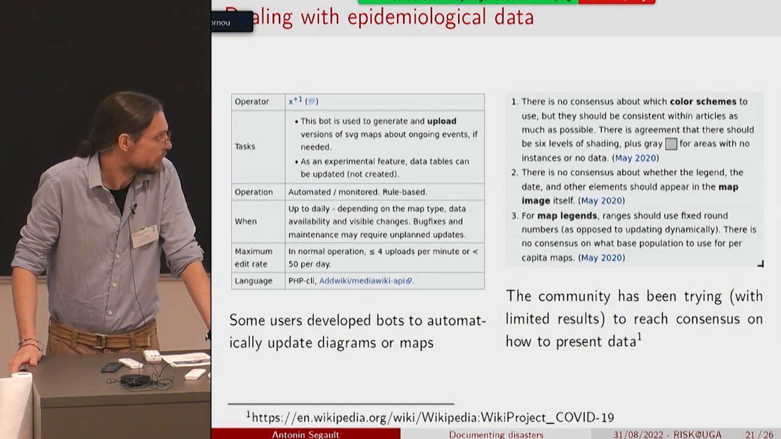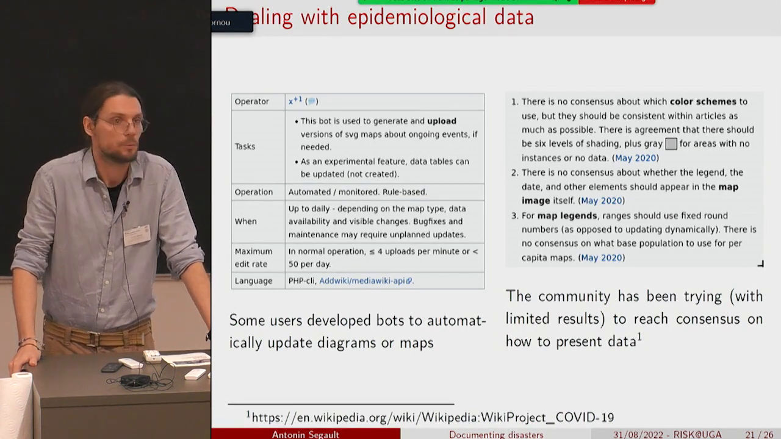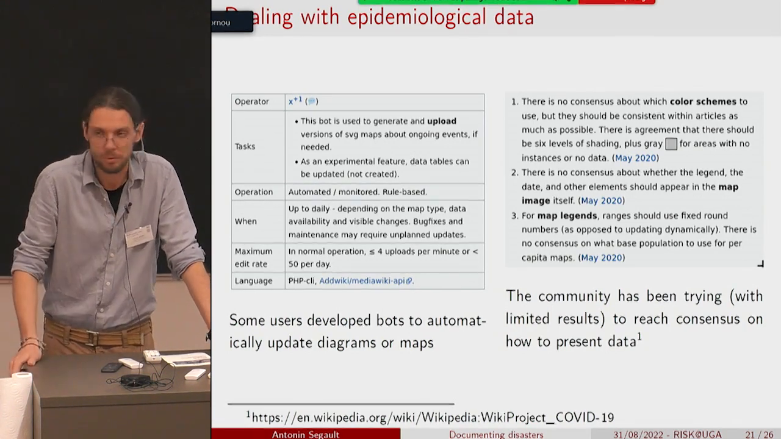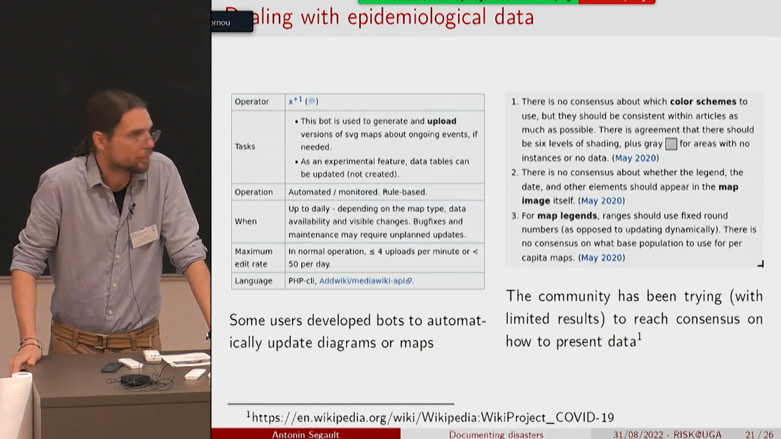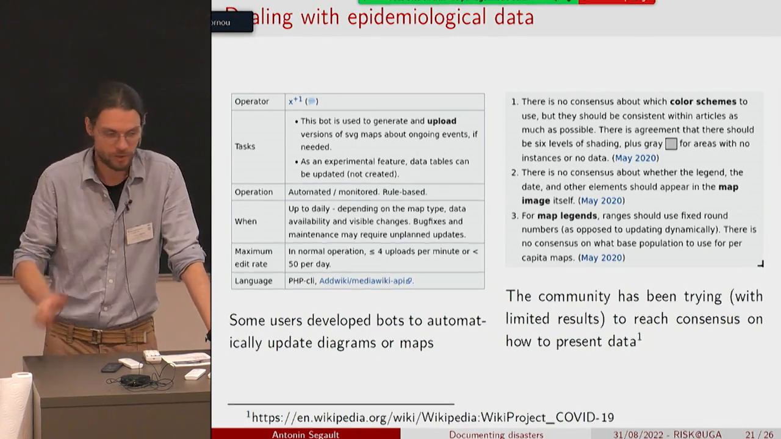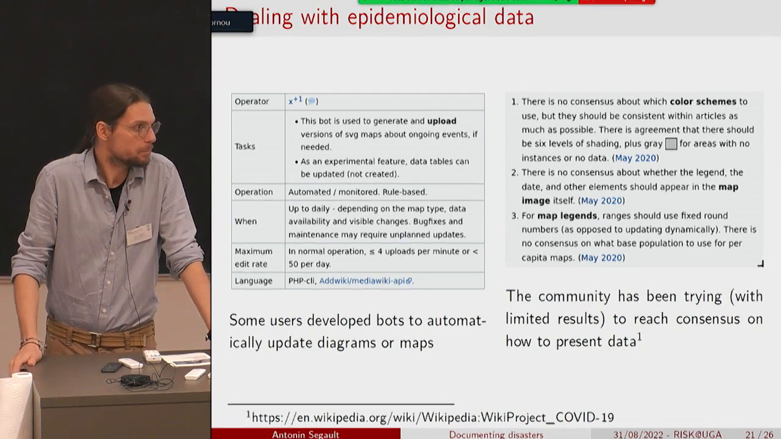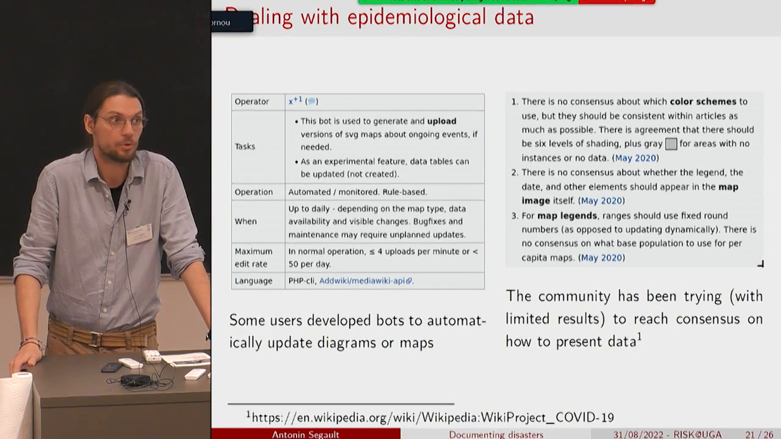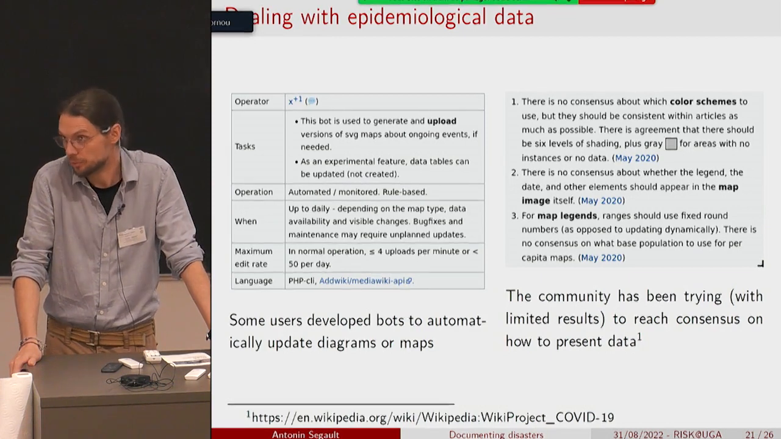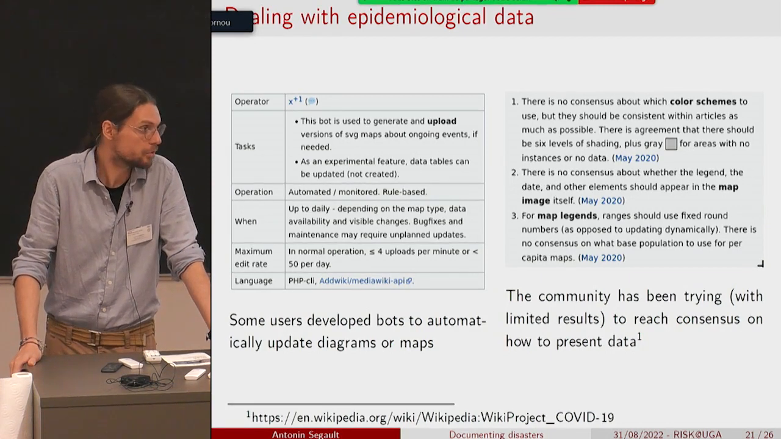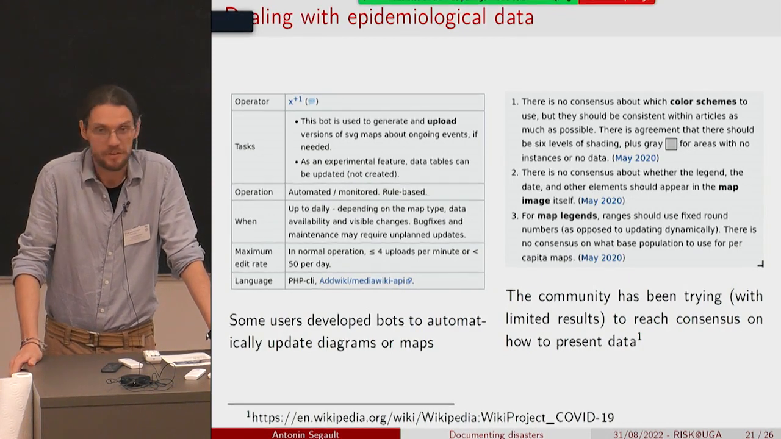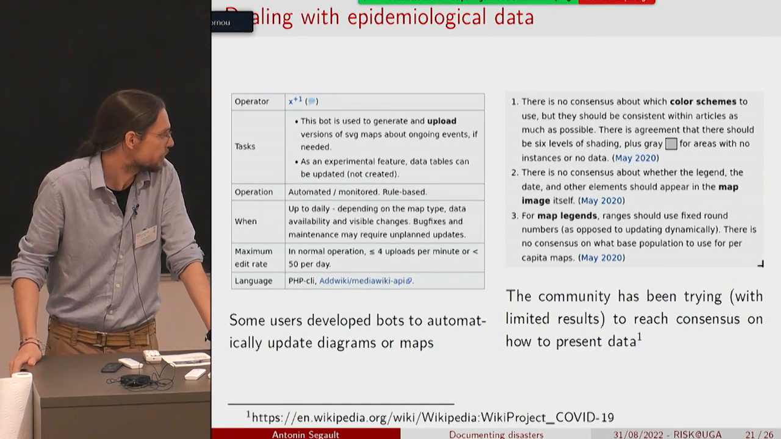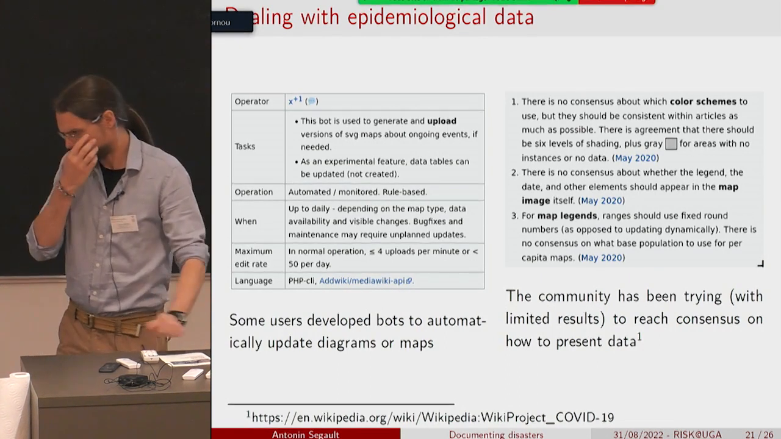We have seen also attempts to find consensus on how to present data, which color to use, which scale to use. Well, in that case, it didn't work very well, but it at least shows that it is not isolated people working on their own, but people who know that other people are working on similar issues. People who are exchanging tools, exchanging ideas on how to deal with this data. And that's interesting too.